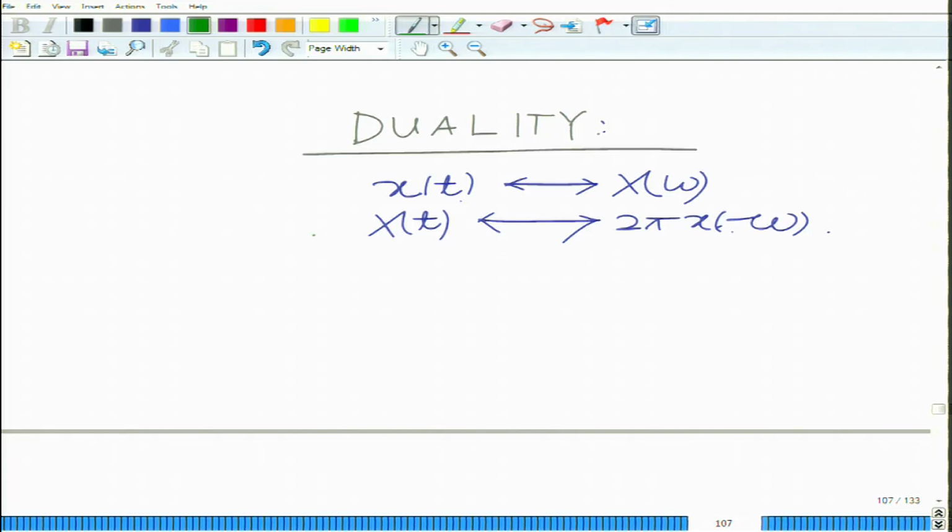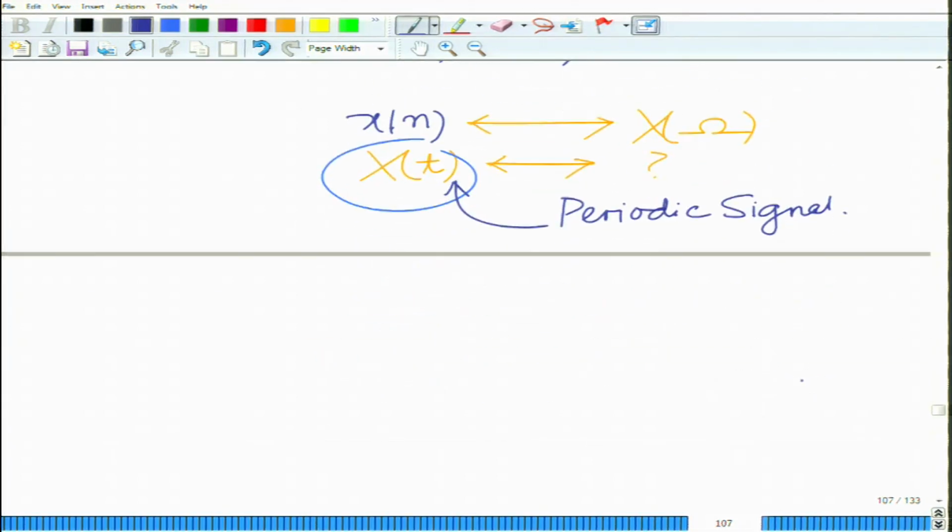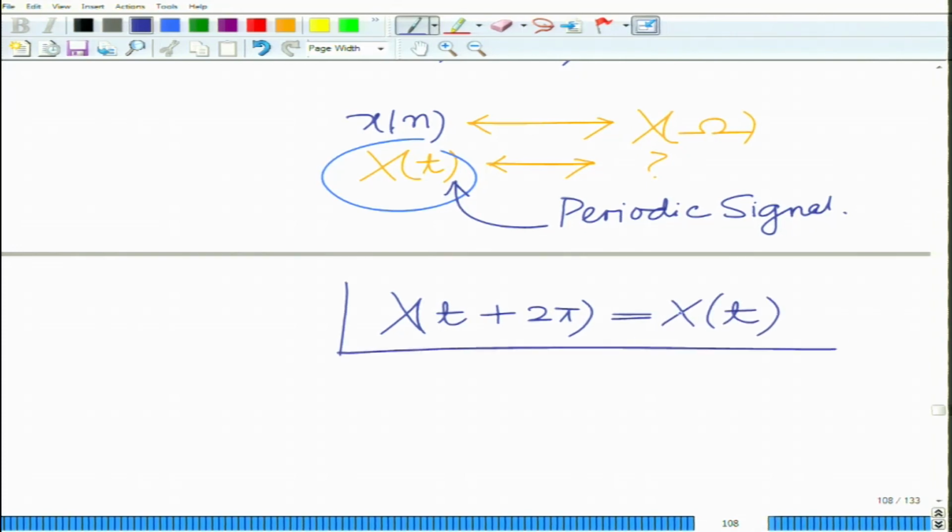So let us again ask ourselves this question: x of n has the DTFT X of omega, what can we say about X of t? Well, first realize that capital X of t is a periodic signal, and this is because capital X of omega is periodic. So, we have X of t plus 2 pi equals X of t. So, this is a periodic signal.